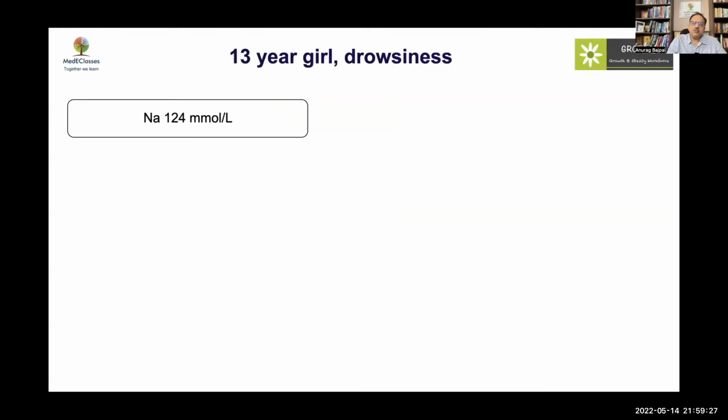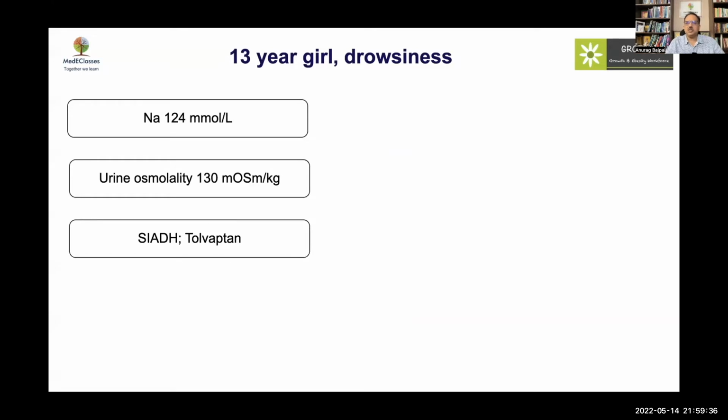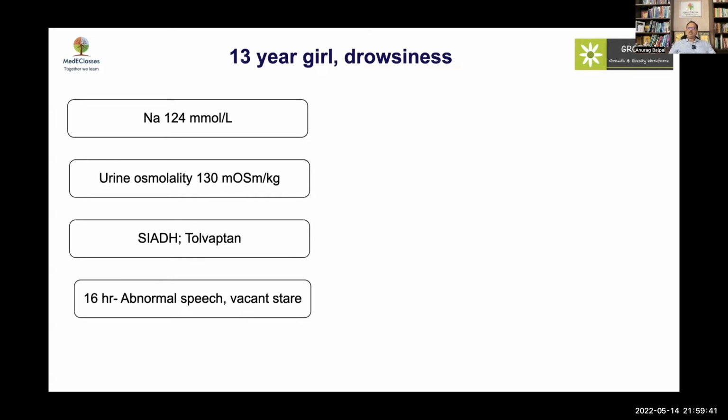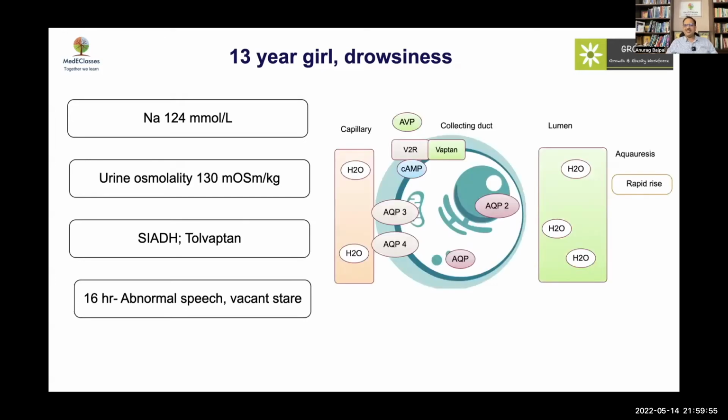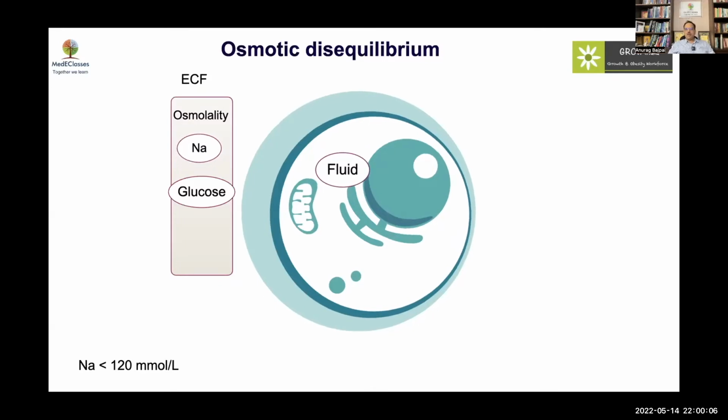We have a 13-year-old girl with drowsiness and hyponatremia. Urinary osmolality is on the higher side. SIADH was diagnosed and tolvaptan was given. Now, this is important. As I said, don't use these agents because they will cause a rapid increase, and this will cause what is known as osmotic disequilibrium syndrome, the manifestations of which come later. You won't have an acute manifestation, and this is a very, very problematic scenario. Sixteen hours later, abnormal speech and vacant stare. So this is a rapid rise. Osmotic disequilibrium syndrome is a very dangerous situation, typically happening with severe hyponatremia and rapid correction, and there is a time phase.